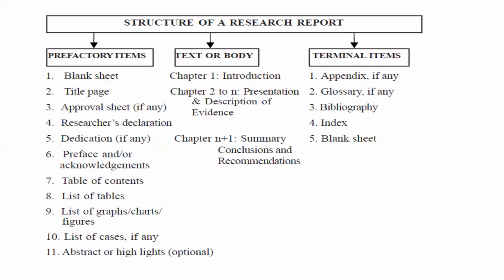So these were the few important items which come under terminal items, and that is all for the structure of a research report. These are the three important items which you have to consider while making your research report: prefatory items, text or body, and terminal items. So these are the three items.